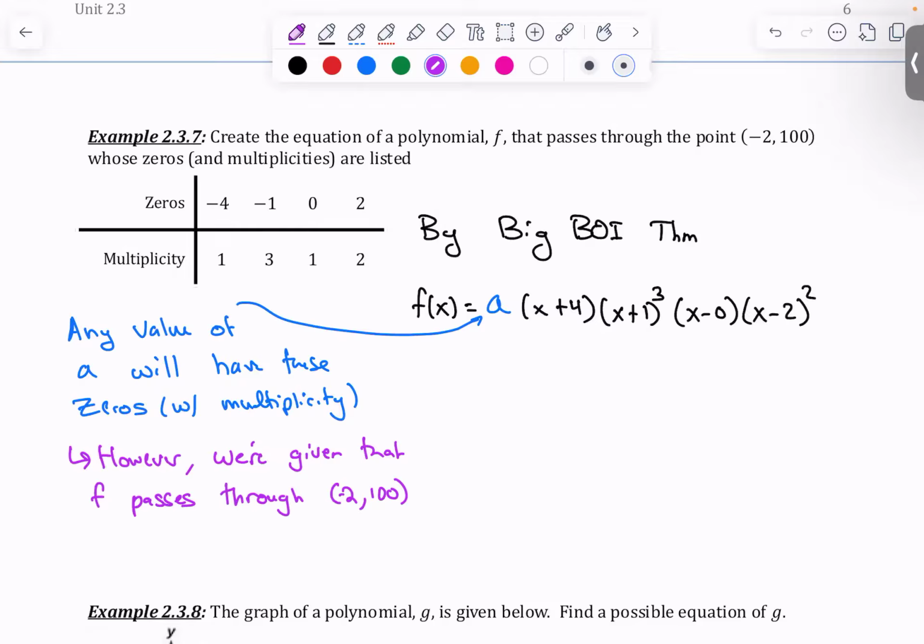So what was my theorem? What was Phil's theorem? I decided to name it after me because I'm so humble. If you know that your function passes through the point -2, 100, what can you say about f of -2? It's equal to 100. This means that f of -2 is equal to 100. And this allows us to solve for A.